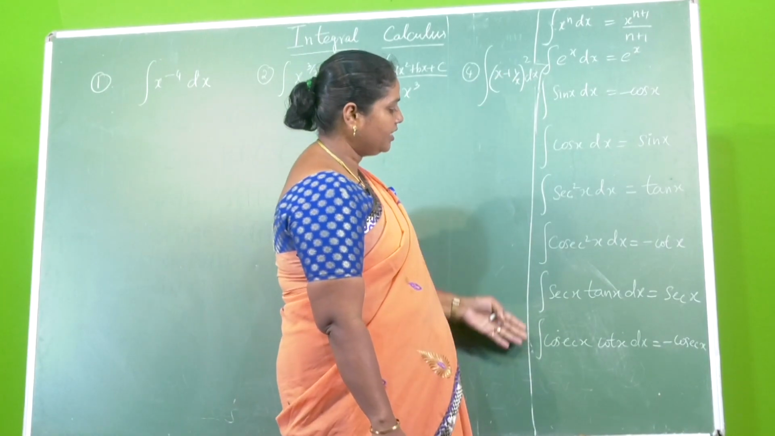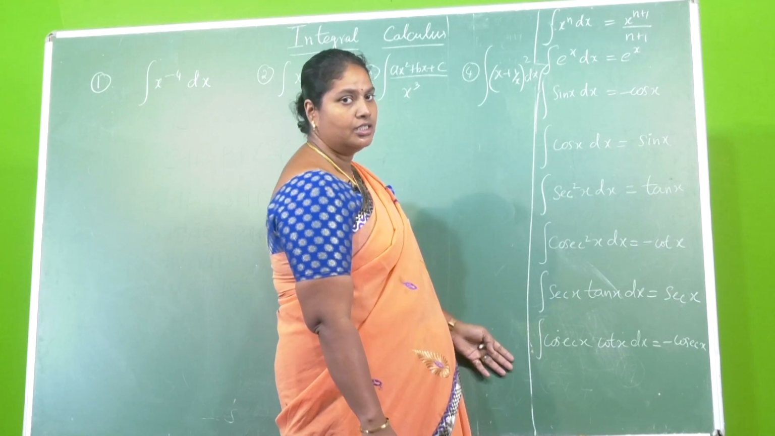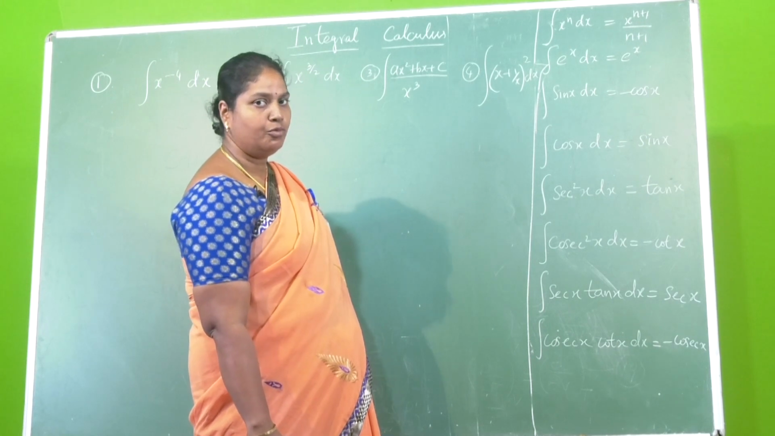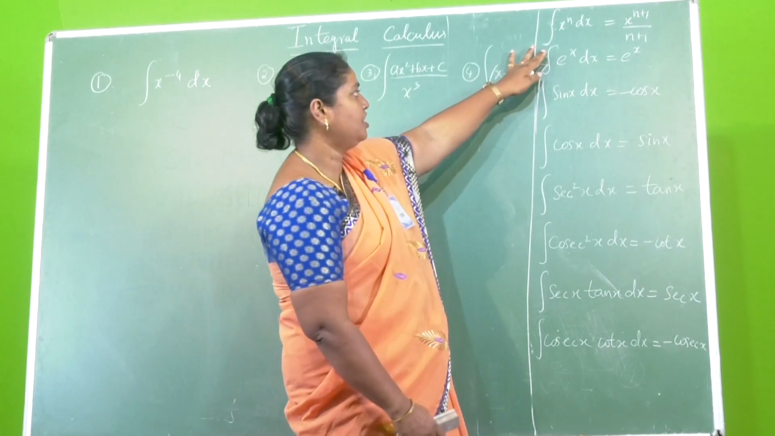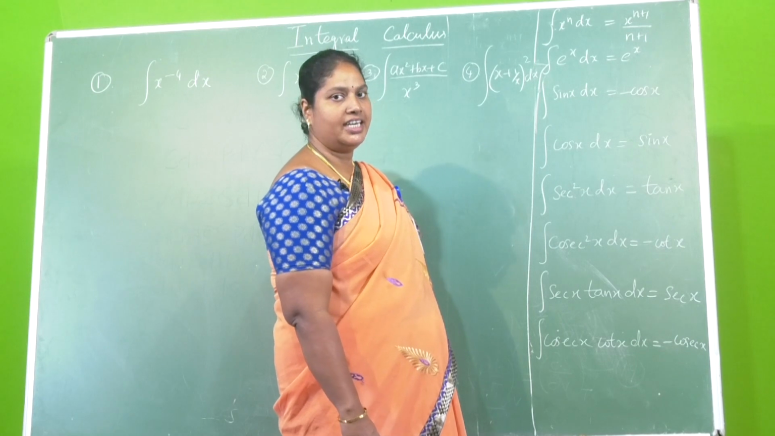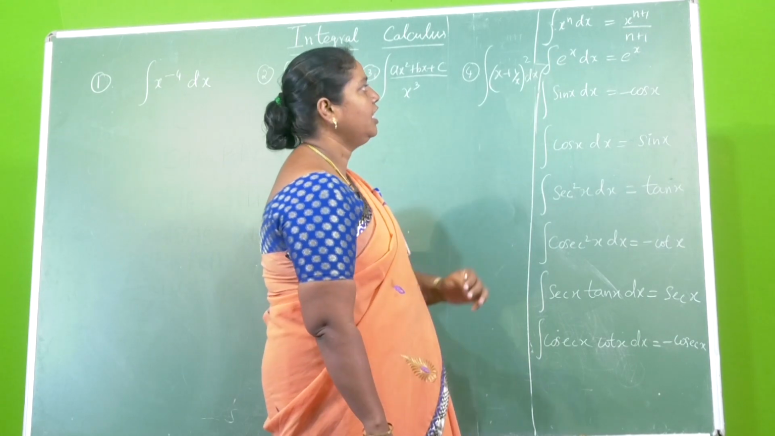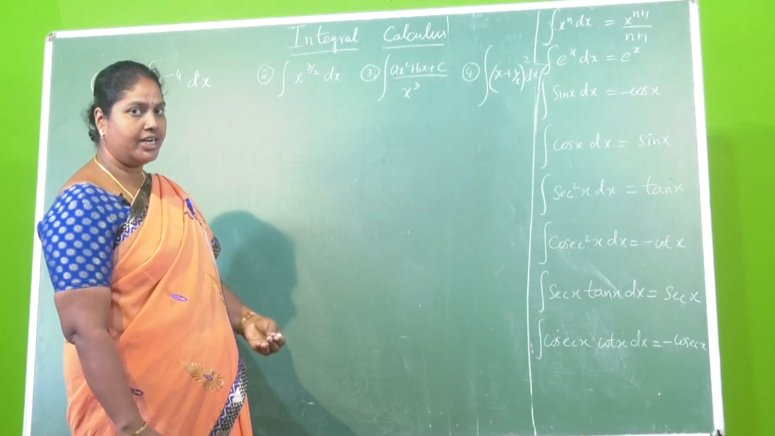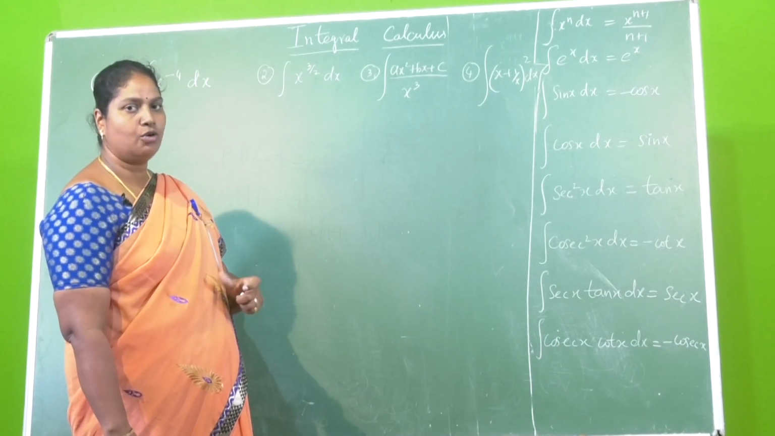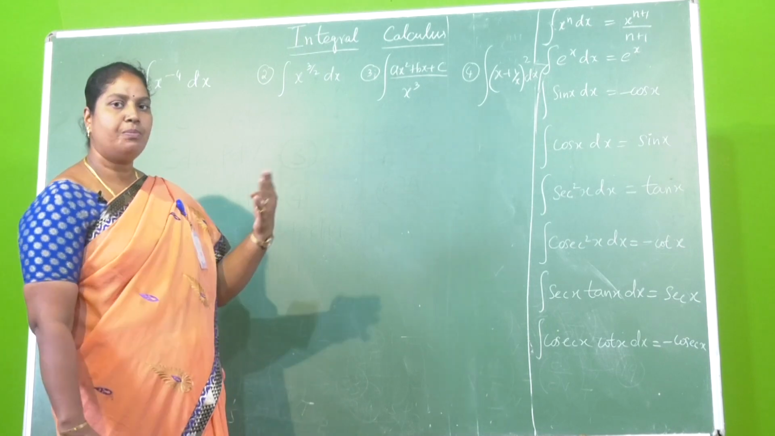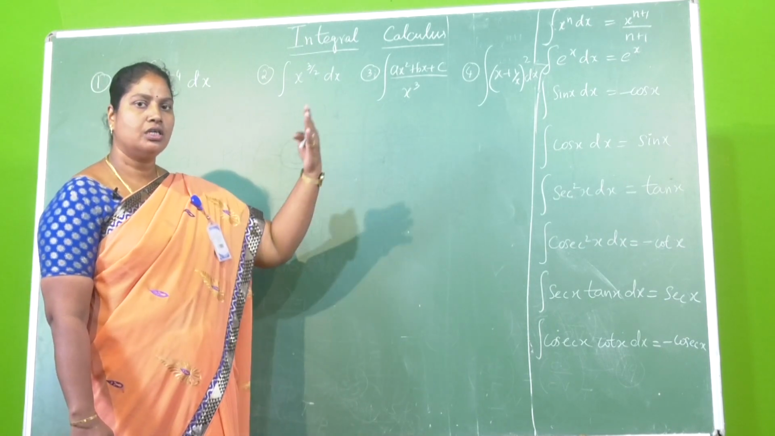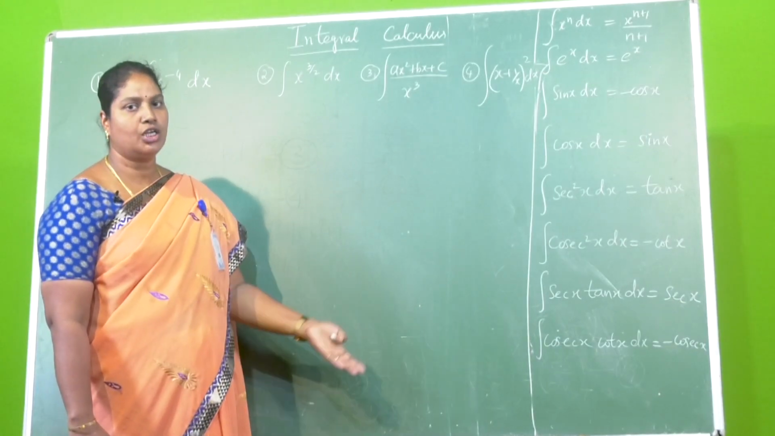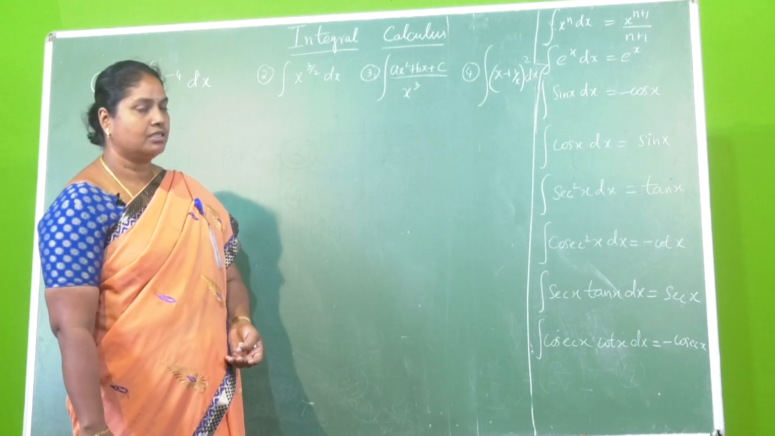So we are aware of the basic integration formulas. To integrate these 4 problems, I am going to use the first integration formula, which is integration x power n dx equal to x power n plus 1 divided by n plus 1, provided n plus 1 not equal to 0. Because if n plus 1 becomes 0, it is in the denominator, it will give the expression infinity, which is not allowed in our mathematics.